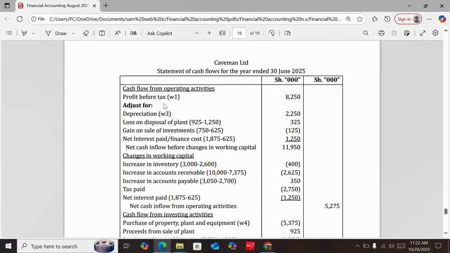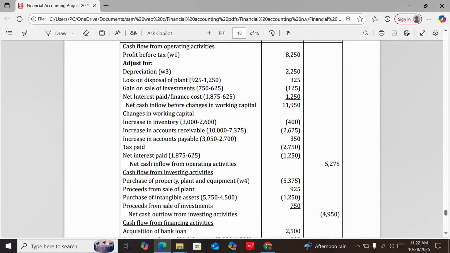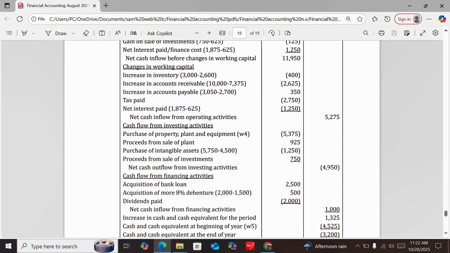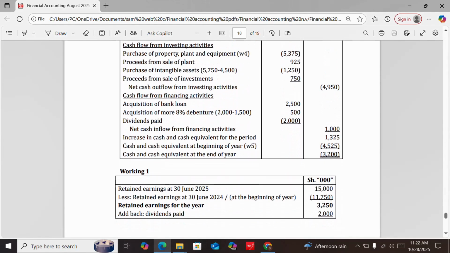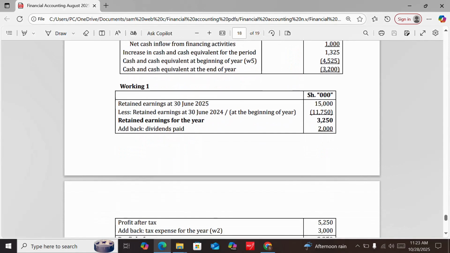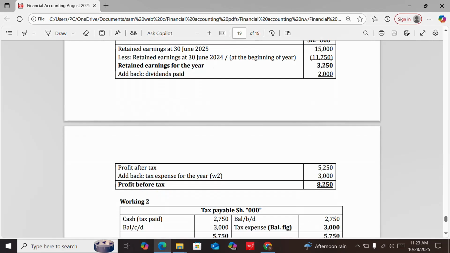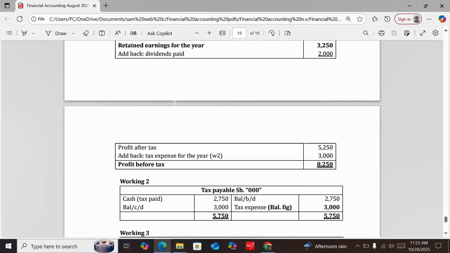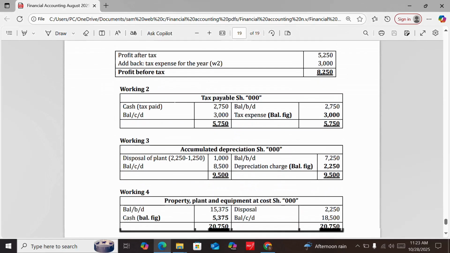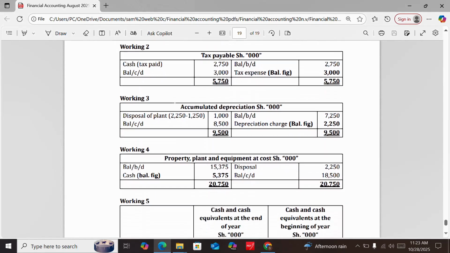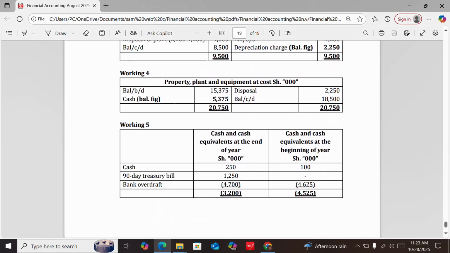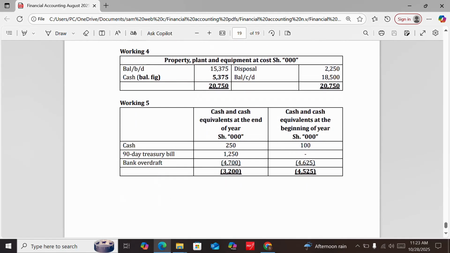Profit before tax was not given, so you have to work it out in working 1. So here you have working 1, working 2, working 3, working 4, up to working 5, and that marks the end of this presentation.